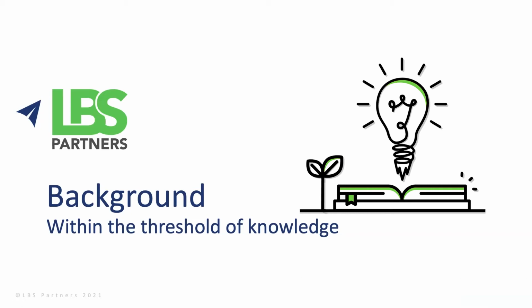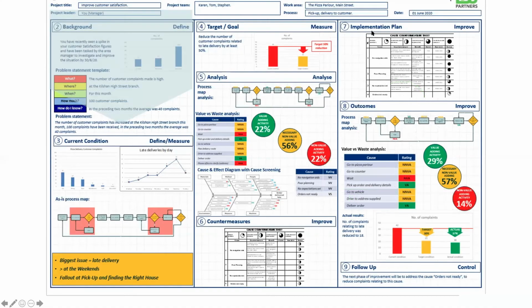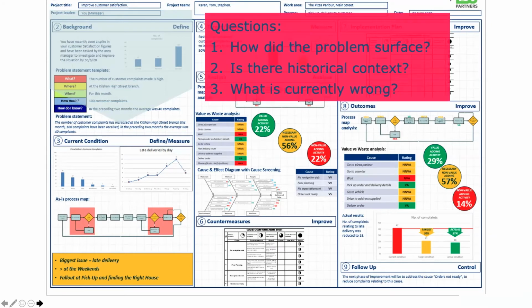The background may focus on what we know, what we believe we know and can prove. So let's look at the elements of that. Let's look at the process we would use to complete the background. The first element of that is the questions.